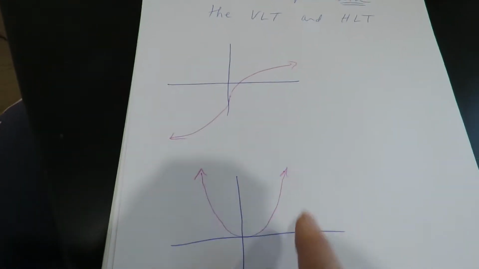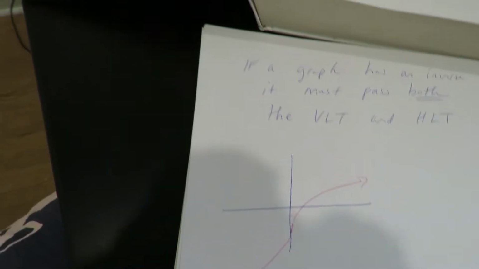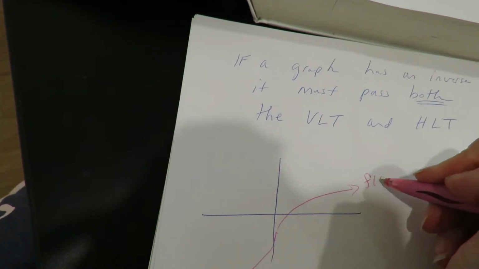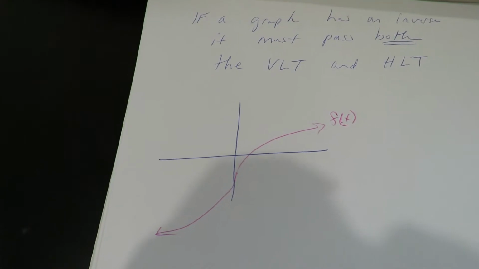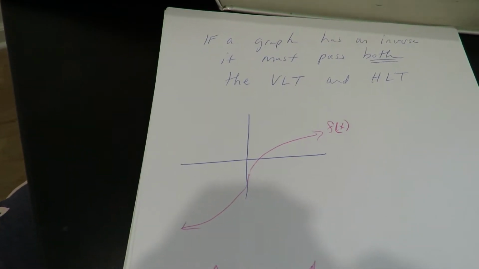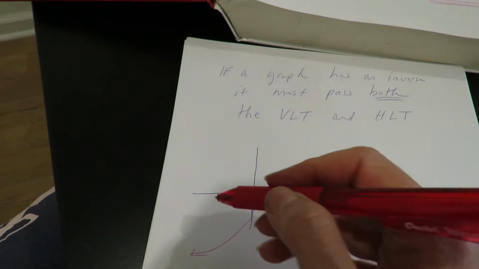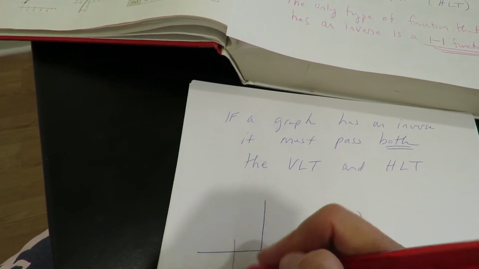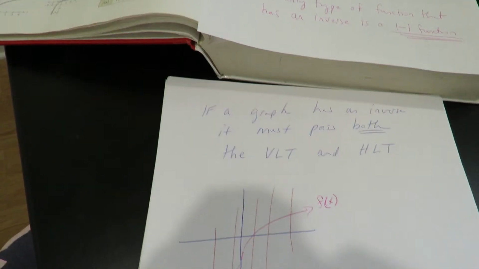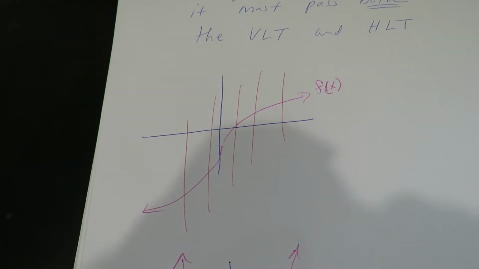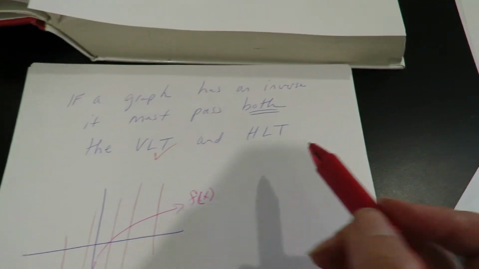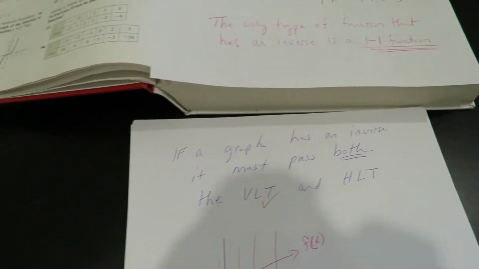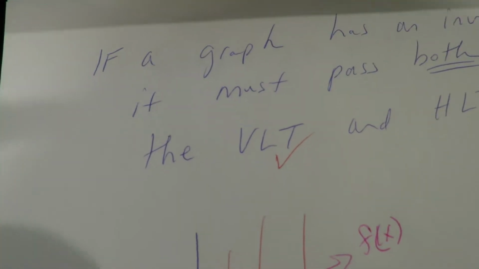I gave you two functions, and I want to know if the function that you're looking at has an inverse. Does it have an opposite? In order for you to tell if it has an opposite or not, you have to test it. You have to see if it passes the vertical line test. Would you say this one passes the vertical line test? It does. Good. So it passes the vertical line test, but it also must pass now the horizontal line test. So you have to do both.